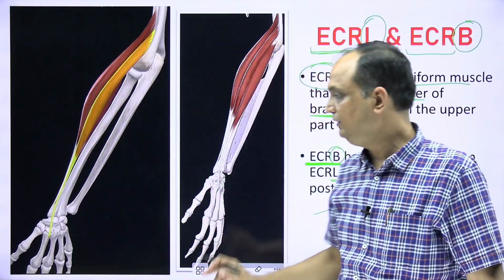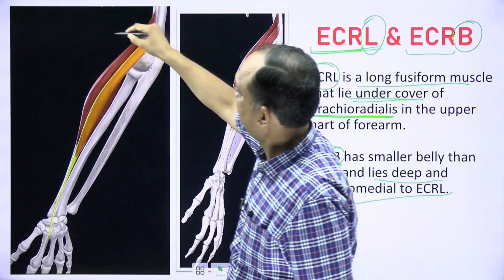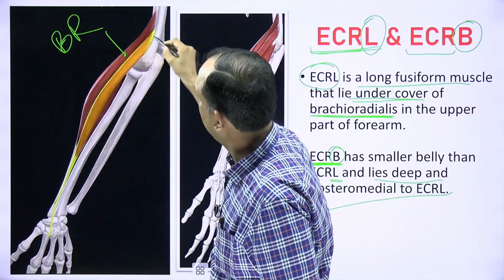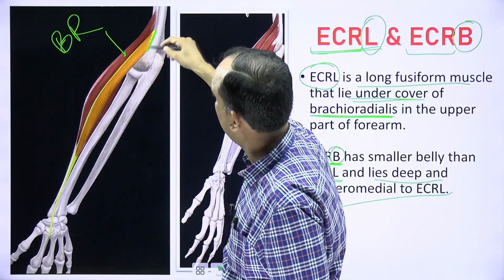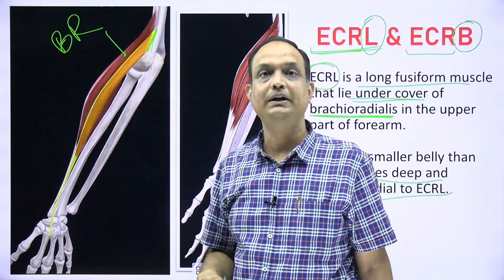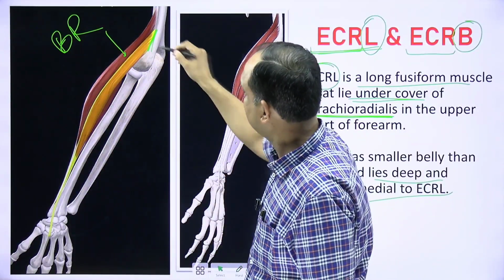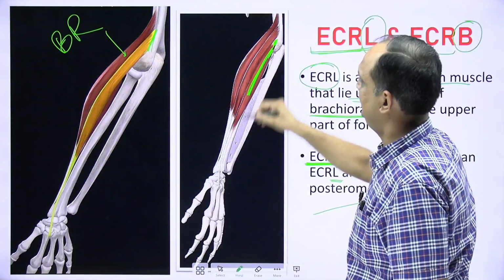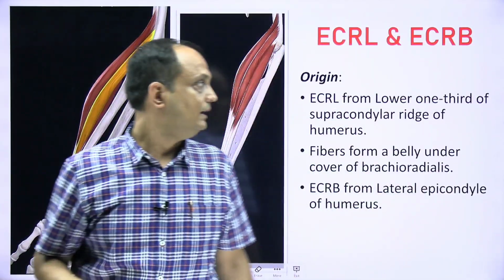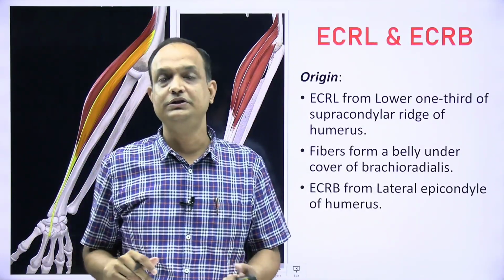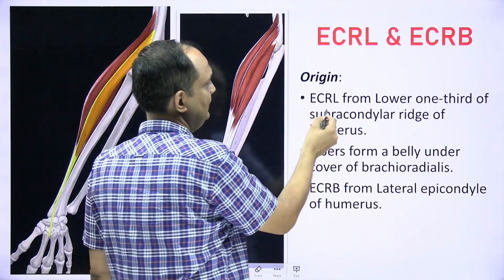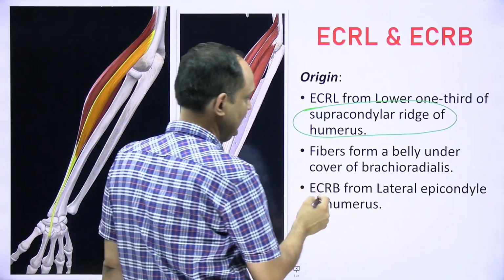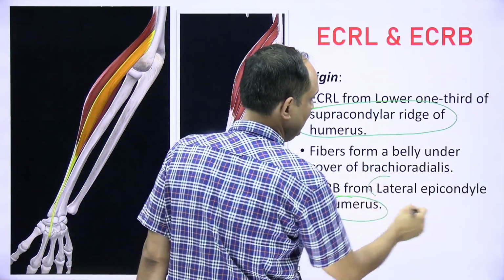Clear? So here you can see that this is your brachioradialis. Deep to brachioradialis you have the origin of this extensor carpi radialis longus. Now deep to extensor carpi radialis longus you have extensor carpi radialis brevis. Clear? Now what is the origin? So we have already discussed, it arises from the humerus supracondylar ridge. It is also arising from the humerus but from the epicondyle.